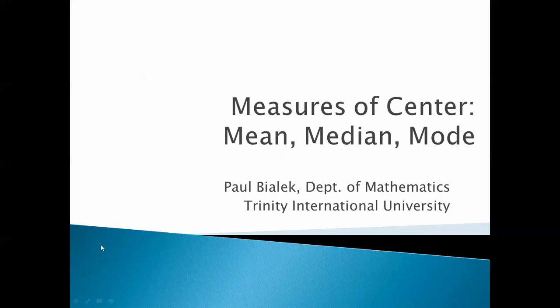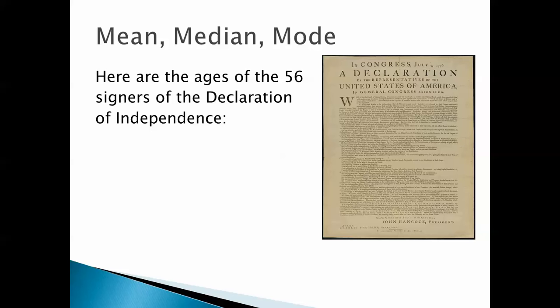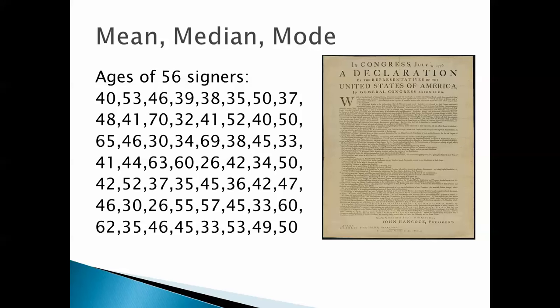Let's look at measures of center: mean, median, and mode. How old was the typical signer of the Declaration of Independence? Was he a young man, a middle-aged man, or an elderly man? Here are the ages of the 56 signers of the Declaration of Independence.